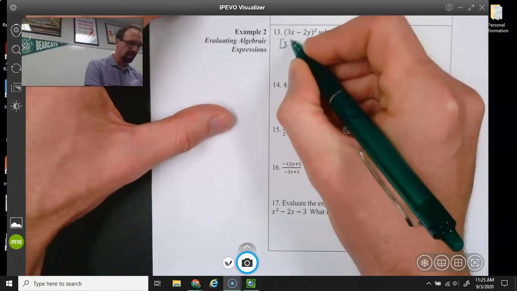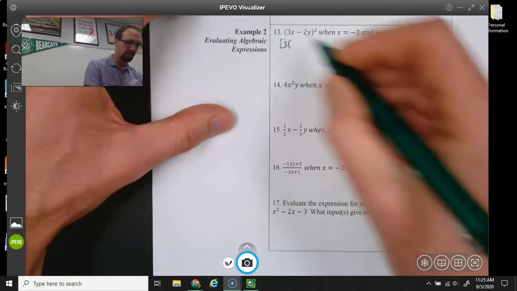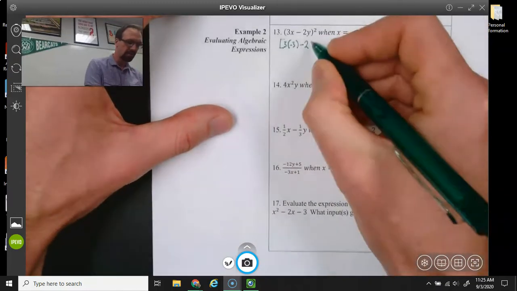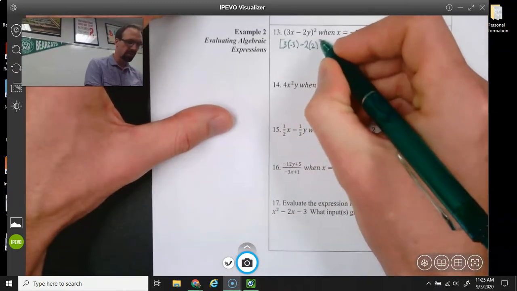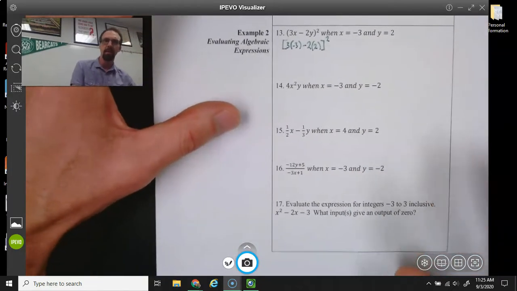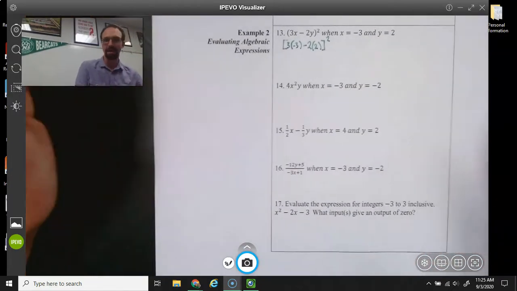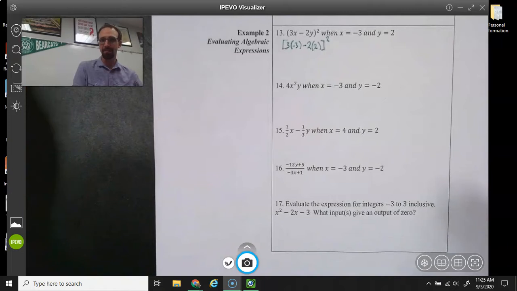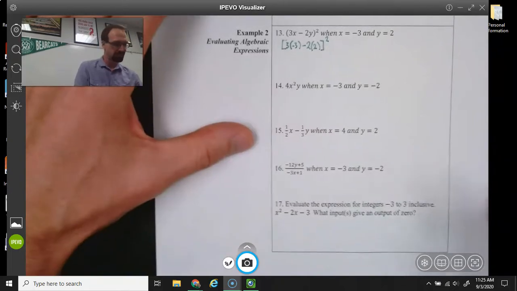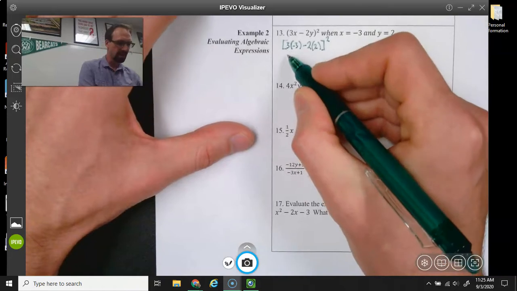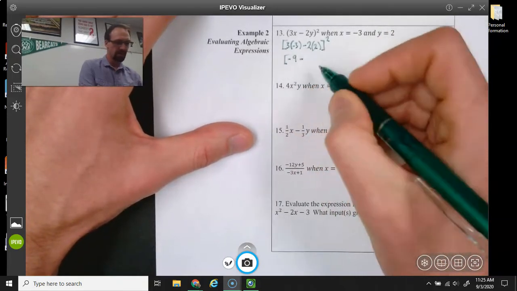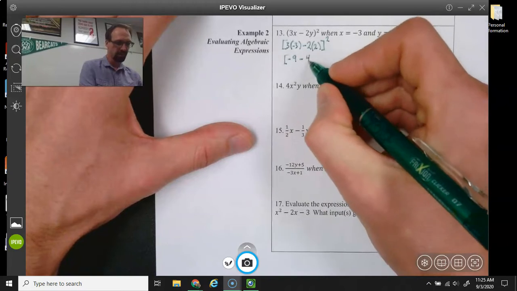So 3, and then instead of x, I'm substituting in negative 3, close parentheses, minus 2 times y is 2, close parentheses, close bracket, and then squared. Notice I'm using that word bracket, and it does mean the same thing as parentheses when you're using it in this sense as a grouping symbol. If I take 3 times negative 3, that gives me negative 9. Minus 2 times 2 is 4.